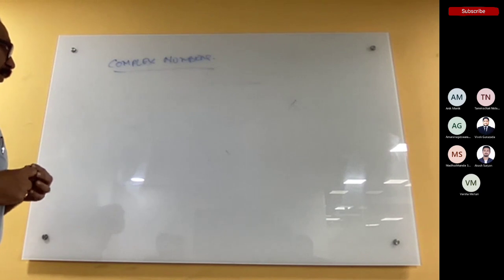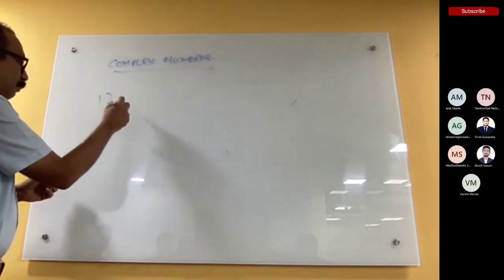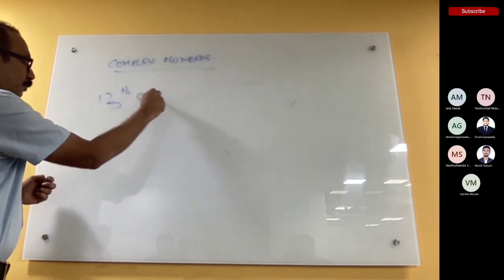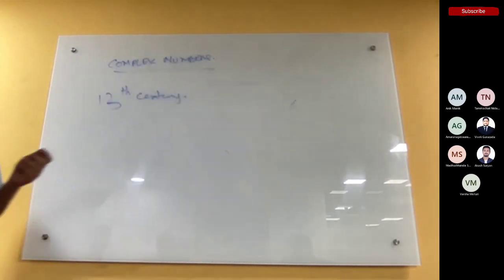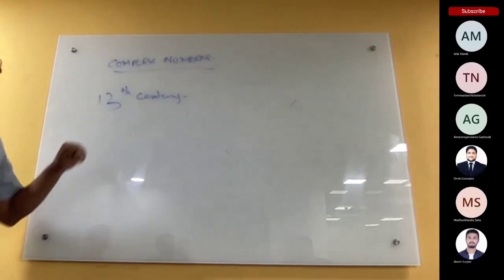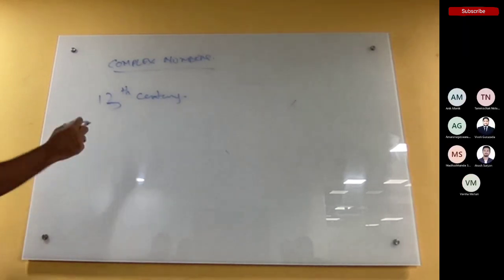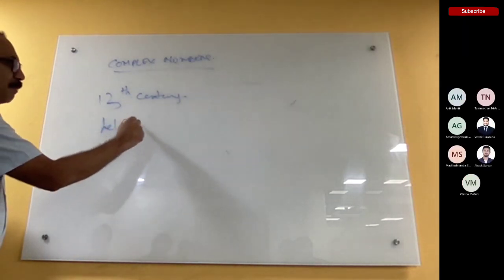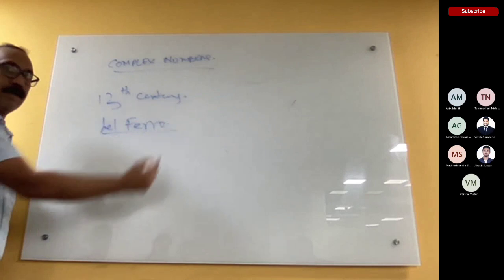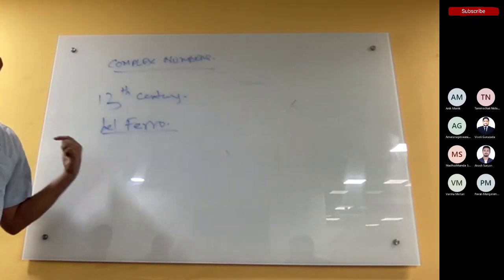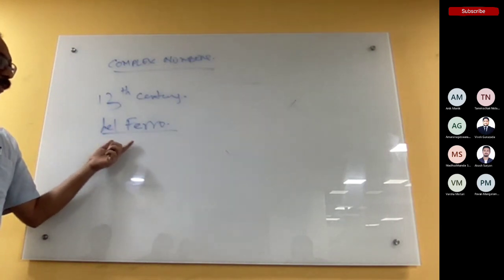So our story begins somewhere in the 1200s, which is the 13th century. That's the other confusion people have had for a long period. Somewhere in the 13th century, there was a guy called Del Ferro. These names are not important, you can forget them, they were lost to antiquity. Now, this guy was a mathematics professor at the University of Pisa.